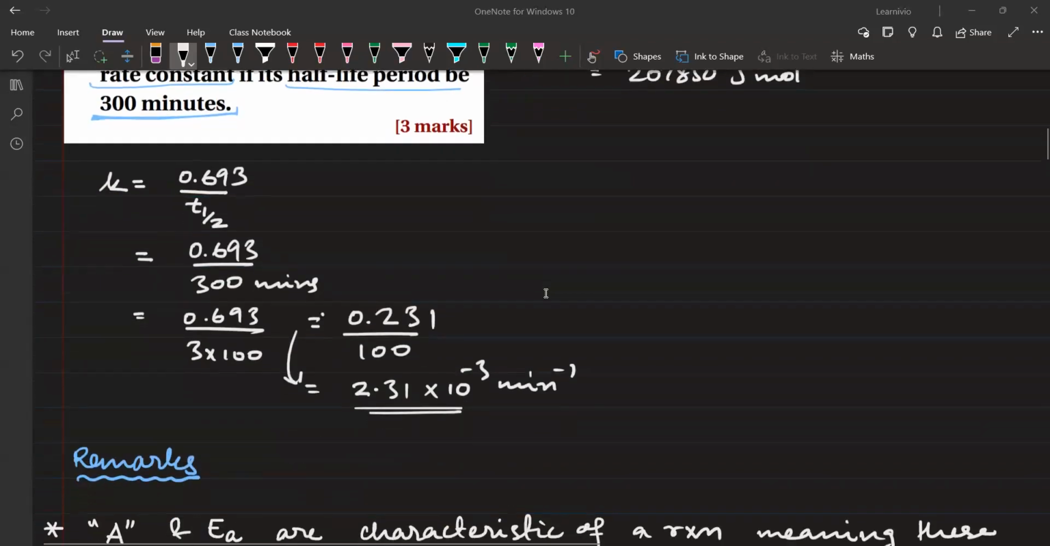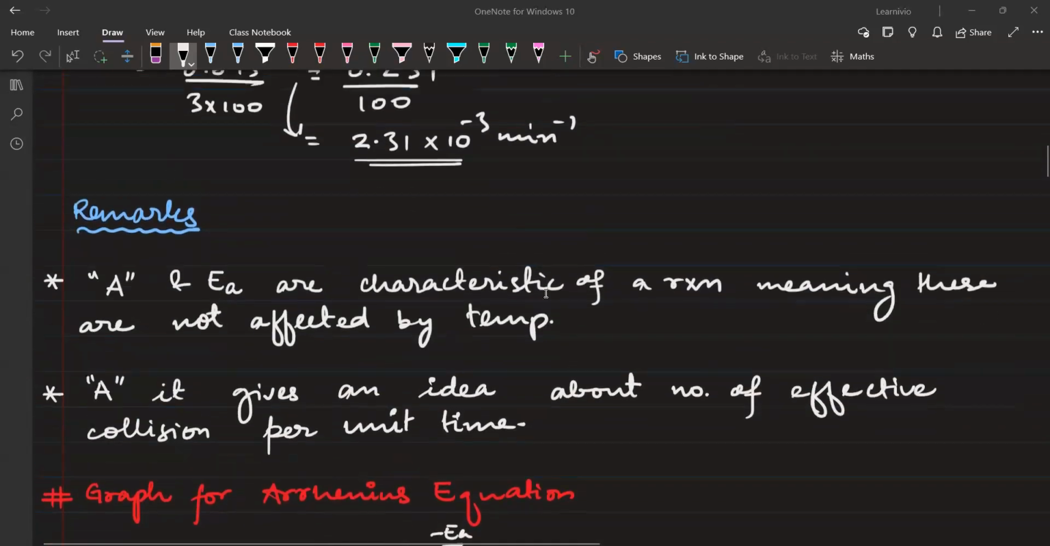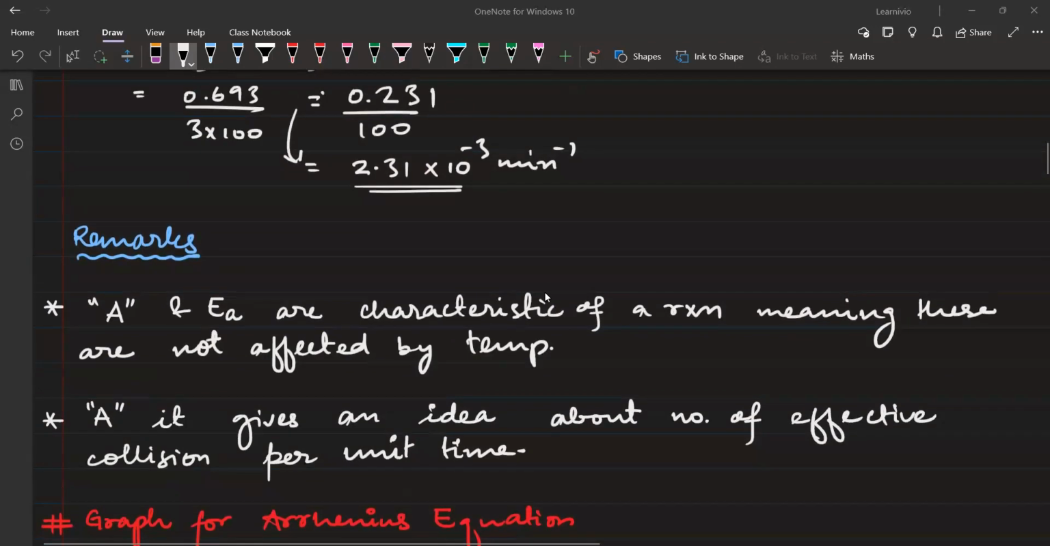I hope you have written this down. There are a few remarks regarding Ea. Sorry, regarding the Arrhenius equation. That is, A and Ea are characteristics of a reaction, meaning they are not affected by the temperature. Arrhenius factor and the activation energy depend on each and every reaction; each will have different activation energy and it will have different pre-exponential factor.